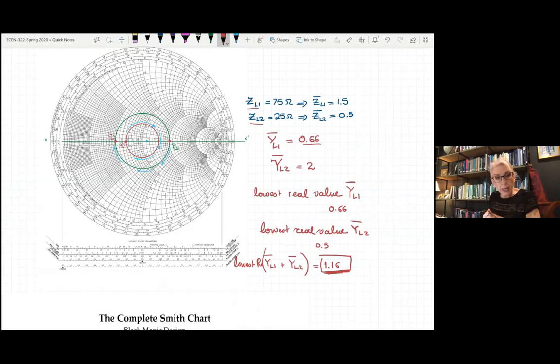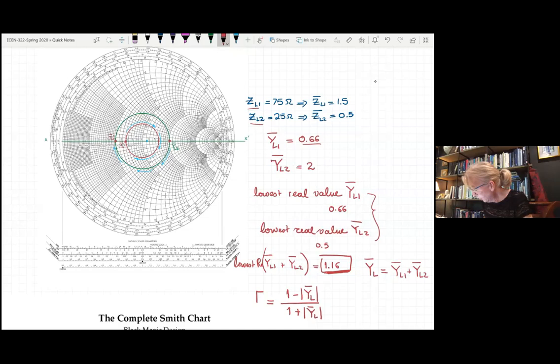And you can say that the lowest value for my gamma on the transmission line is going to be where ZL1 and ZL2 are real, but you move on the line, so the input impedance or admittance for each one of them have real values that give you 1.16, which means that gamma in the form of admittances will be 1 minus YL over 1 plus YL. Where YL, in our case, is going to be the sum of the two. And the sum of the two, if they're both real, we select them to be the real values that we showed here, then YL normalized is going to be 1.16.